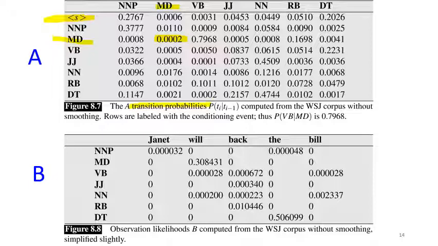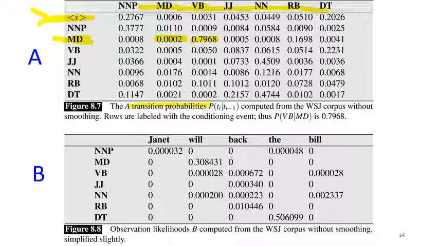However, if the previous tag is modal, then we have a very high probability, 0.7968, that the current word that we're seeing has the tag of verb in the base form. So this table assumes that we have only 7 tags, and with this start symbol, we have only 8 possible tags.